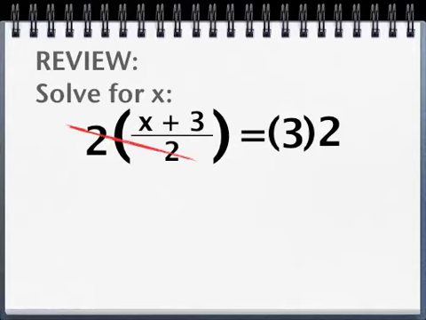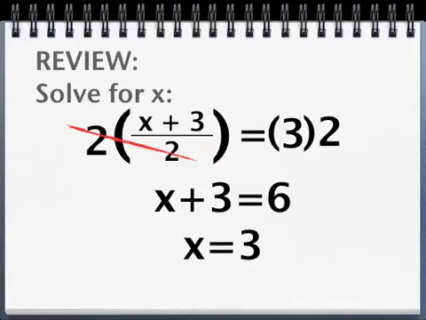These 2's cross each other out. Multiplying by 2 and dividing by 2 are undoing each other, so we can just get rid of it. I'm left with x plus 3 equals 6. 3 times 2 is 6. Now to solve for x, all you need to do is subtract 3 on both sides, and you get x equals 3. Remember, you can always go back and check your answer. So I could go back and plug in 3 for x. Well, 3 plus 3 is 6. 6 divided by 2 is 3, and that solves the equation.